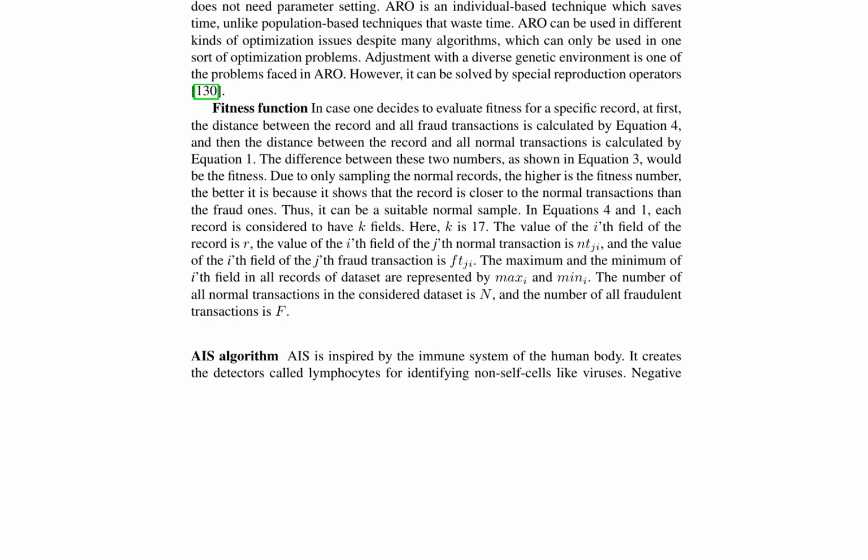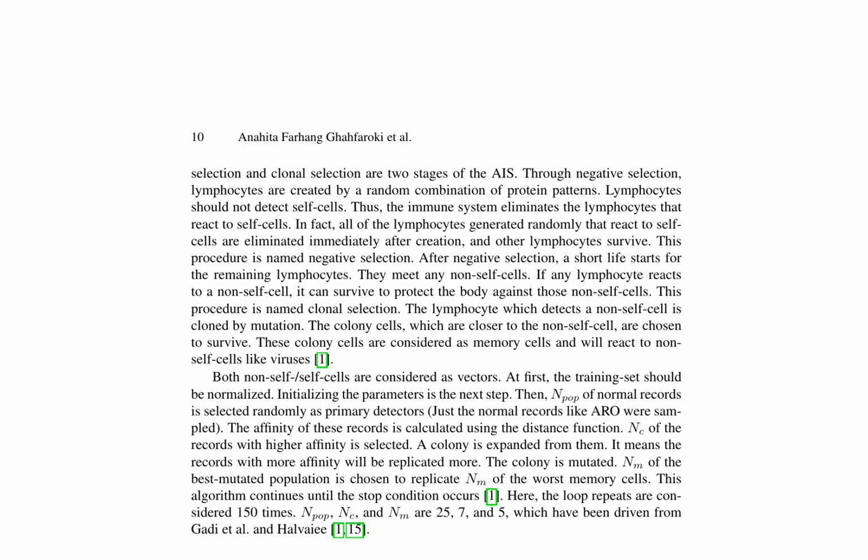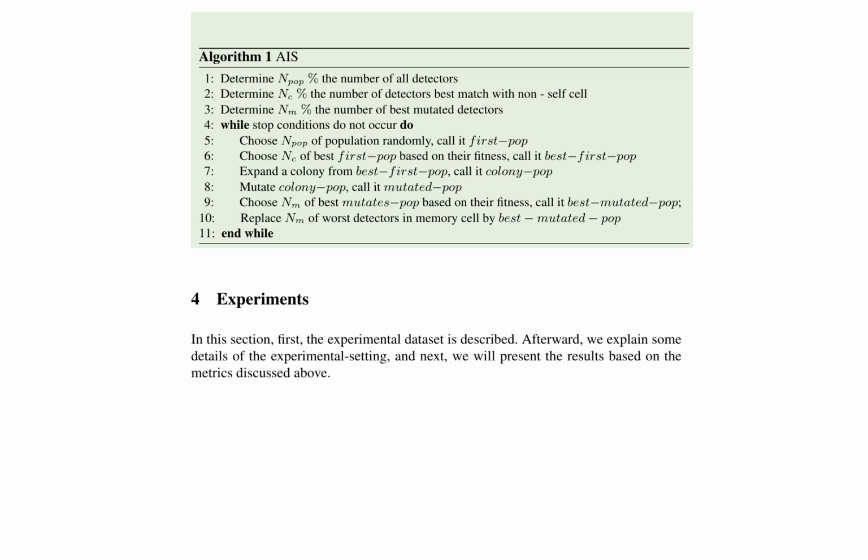In the context of credit card fraud detection, both non-self and self cells are considered vectors, and the training set is normalized before initializing parameters. Primary detectors are selected randomly from normal records, and their affinity is calculated using a distance function. A colony is expanded from these detectors, mutated, and the best mutated population is chosen to replicate the worst memory cells. This loop continues until a stop condition occurs, such as after 150 iterations.